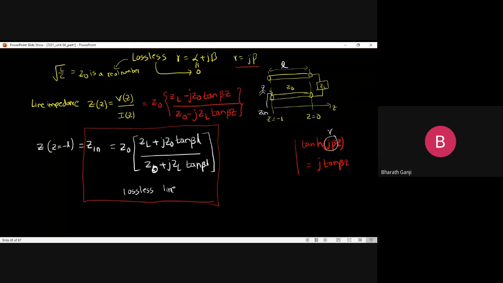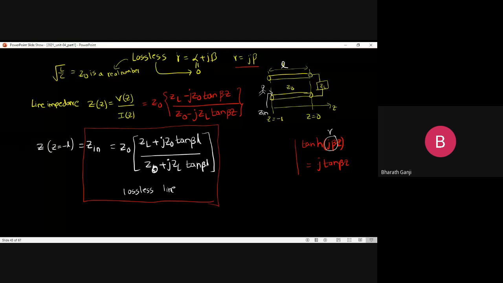Zin is equal to Z naught into ZL plus JZ naught tan beta L divided by Z naught plus JZL tan beta L. Again, Zin is equal to Z naught into ZL plus JZ naught tan beta L divided by Z naught plus JZL tan beta L. Why am I asking you to remember the formula? Because it is not that you cannot derive it, but the derivation takes a lot of time. Instead of deriving this whole expression to solve problems, usually people remember this formula. I hope you too will remember it, because it is a very important formula. We'll be using it again and again.